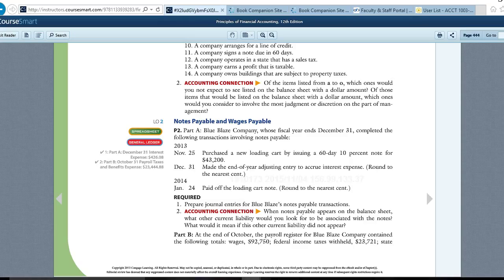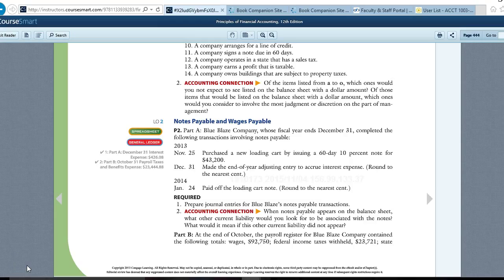So what I want you to try to do on your own for the next 5 minutes is look at this scenario, and based on that problem we just went over, what is the November 25th entry? What is the December 31st? And the January 24th? Does that make sense? P2, are you guys ready for this?